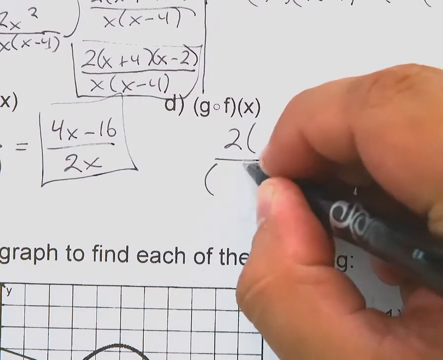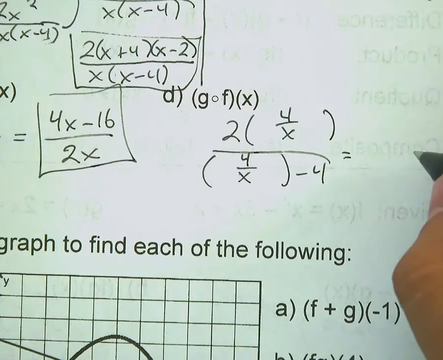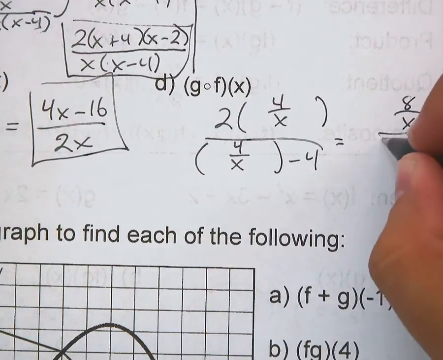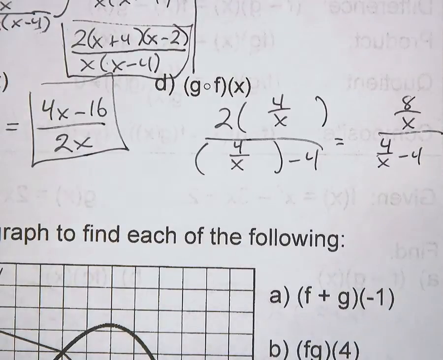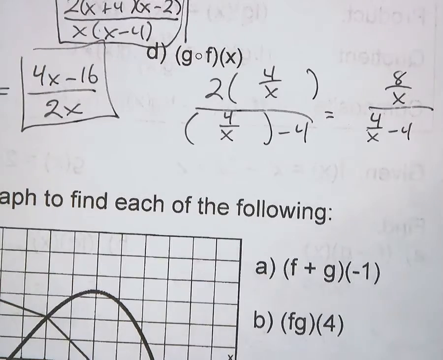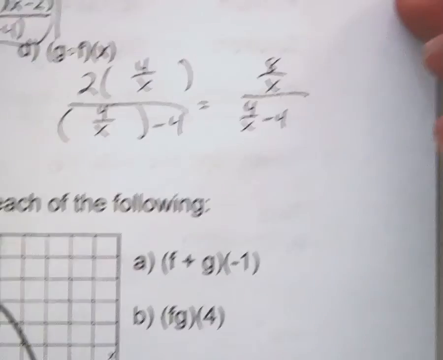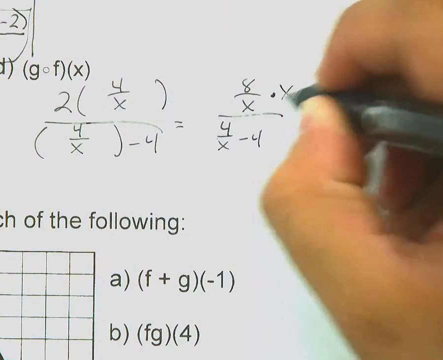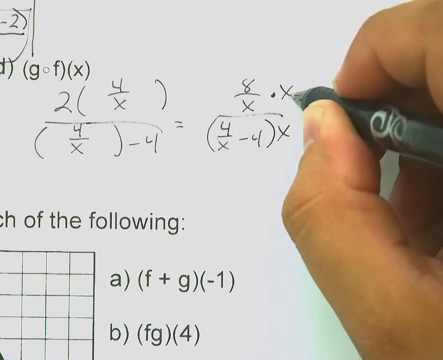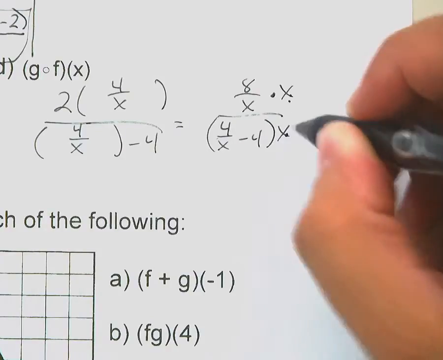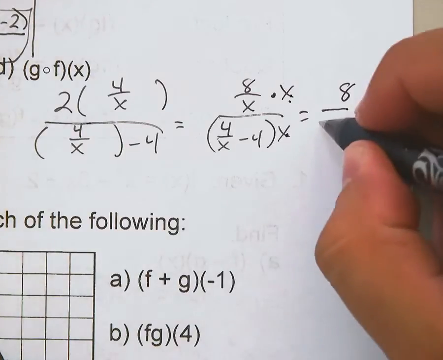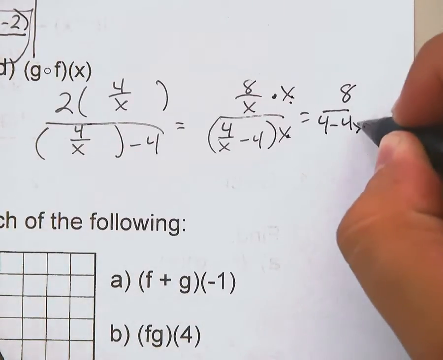4 over x, 4 over x. Alright, so that's going to be 8 over x is 4 over x minus 4. Right? Now, I don't really like the way that this is set up because of all the x's in the denominators. If you don't like fractions like this in denominators, get rid of them. Multiply everything by x. As long as this number and this number are the same, or this variable in this case, you're okay. That's going to be 8 over 4 minus 4x.